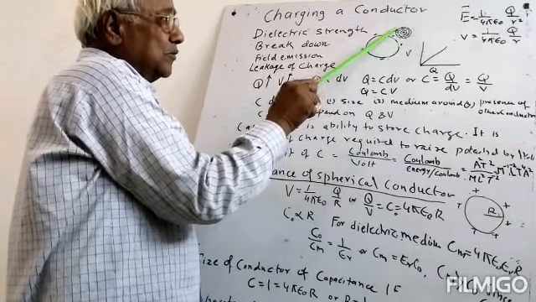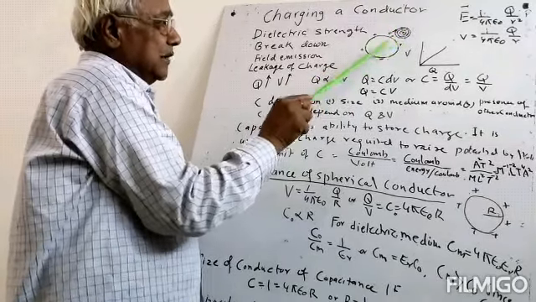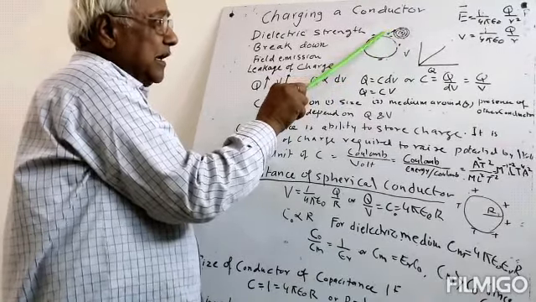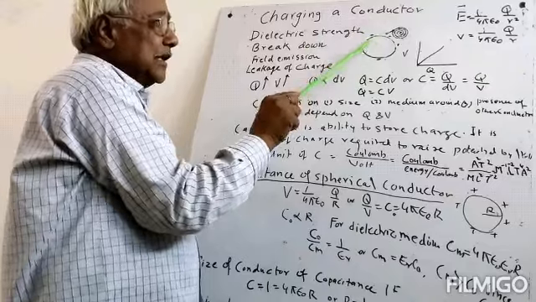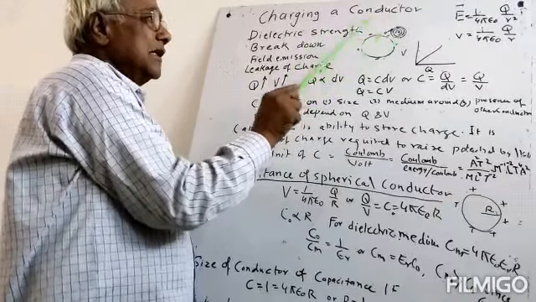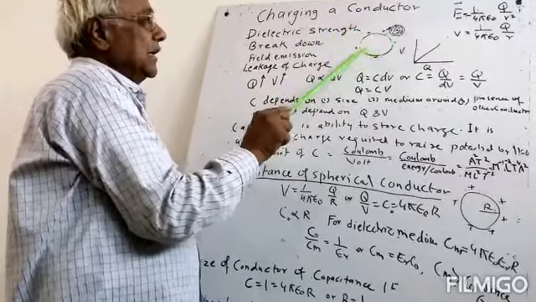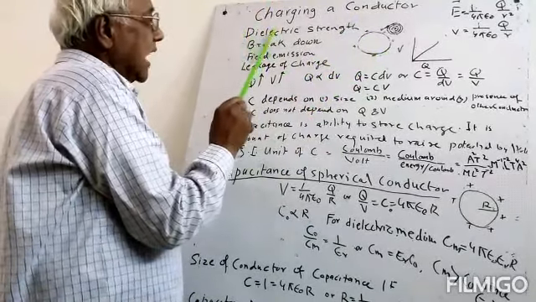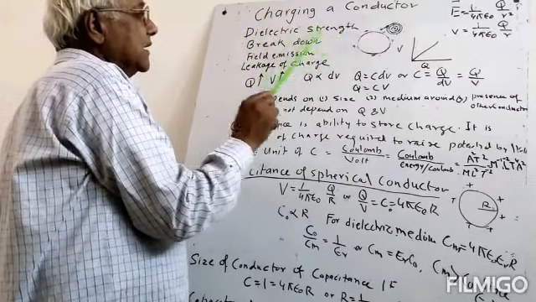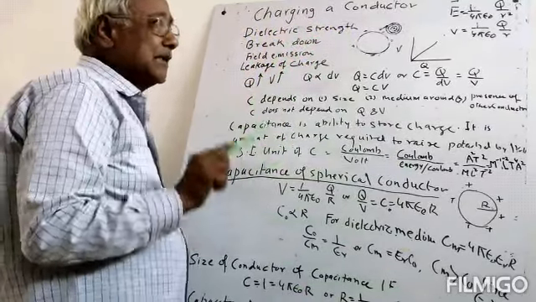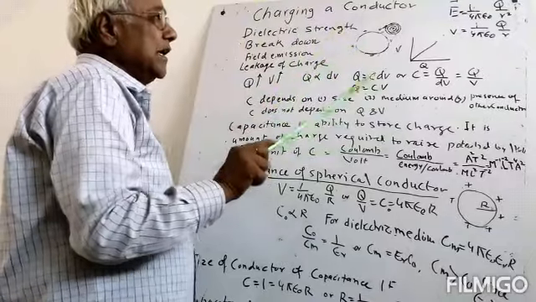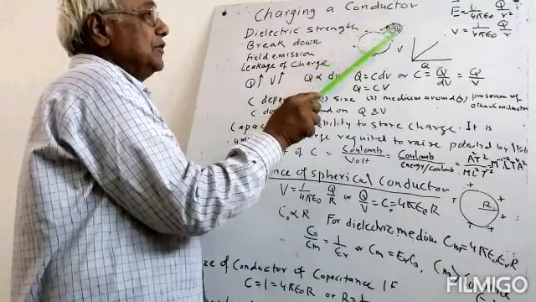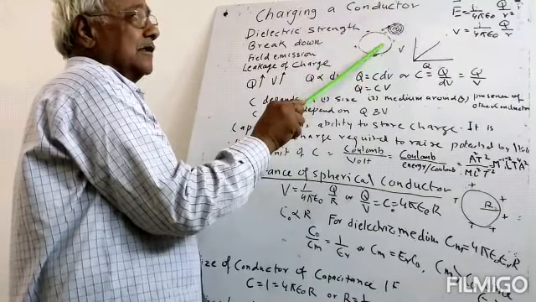Now, if we give more charge, then this electron will neutralize that charge. So there is a limit up to which the charge can be given to the conductor, and that limit is known as dielectric strength. Dielectric strength is the maximum electrical field given to the conductor, so that there is no leakage of charge from the conductor.